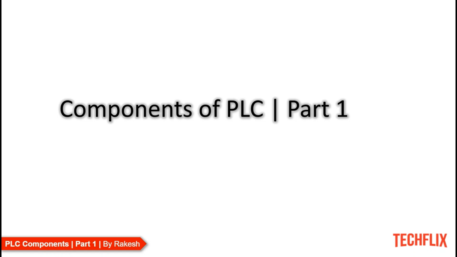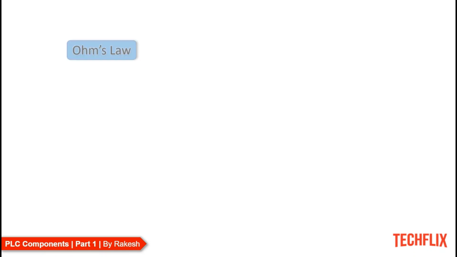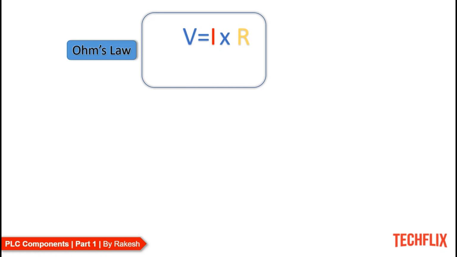The first fundamental principle we need to know is Ohm's law. So, what is Ohm's law? Ohm's law states that in the world of electricity, voltage or potential difference measured across a conductor is a product of the current flowing through the conductor and the resistance of the conductor, which is V equals IR.